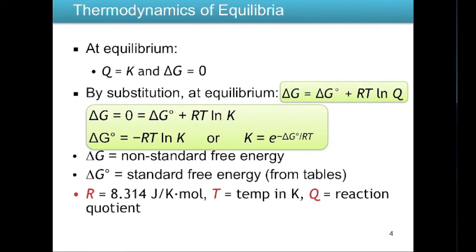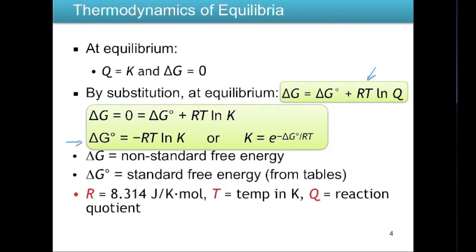So from the equation shown on the previous slide, if we substitute delta G for 0 because the reaction's at equilibrium, we end up with another equation: delta G naught equals minus RT times the natural log of K, or if we rearrange it, we can solve for the equilibrium constant.